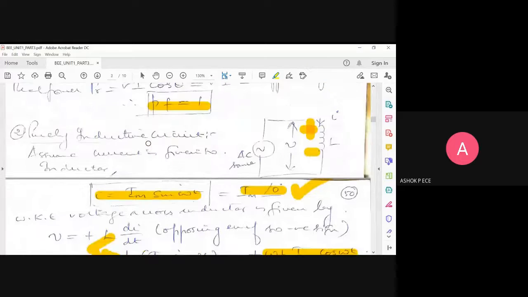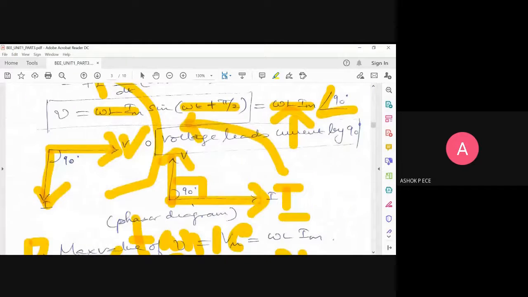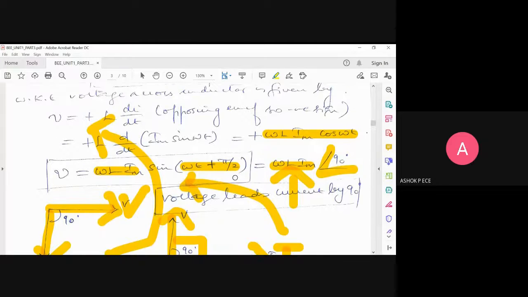And where can you see these inductors in your practical, real-time examples? Near your street, in your house, you will have big transformers, right? Transformers have two coils, primary and secondary. The primary and secondary are made up of inductors only. If you open a transformer and see, you could see two coils, and each coil is an inductor.